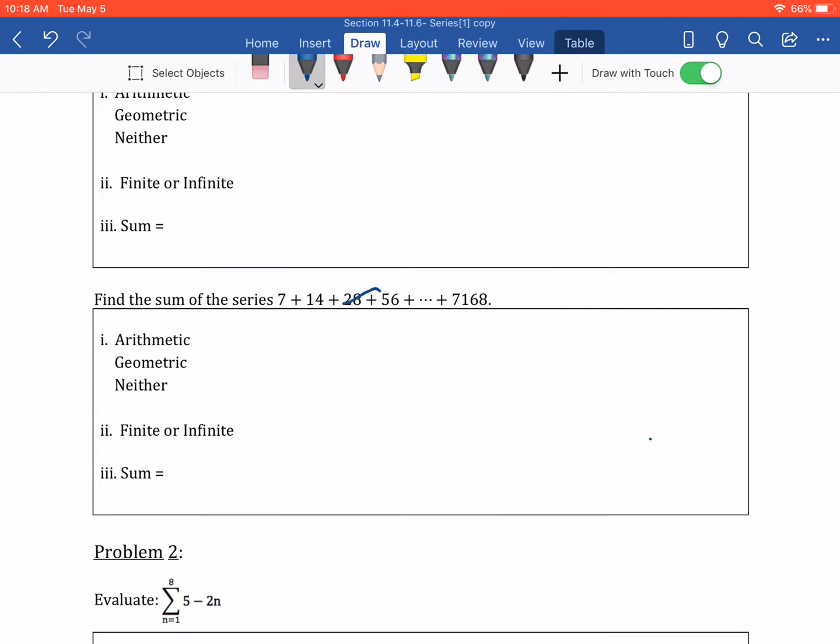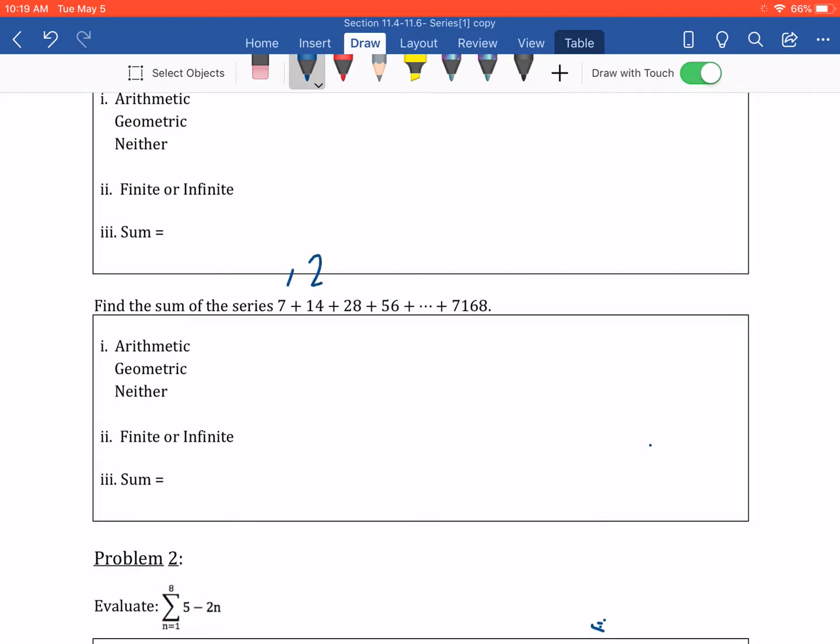Let's move ahead to this one. So find the sum of the series 7 plus 14 plus 28 plus 56, and all the way to 7,168. So 7 times 2 is 14. 14 times 2 is 28. 28 times 2 is 56. So that tells us this is a ratio. So this is an example of a geometric problem.